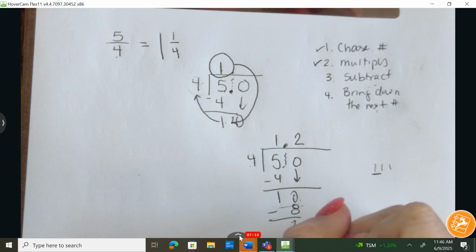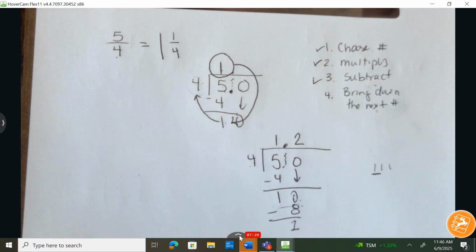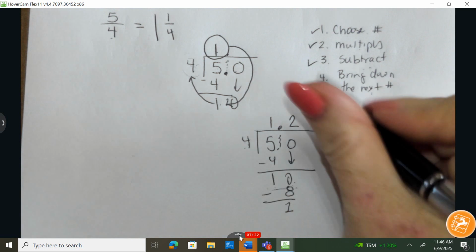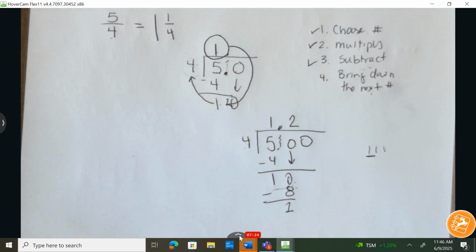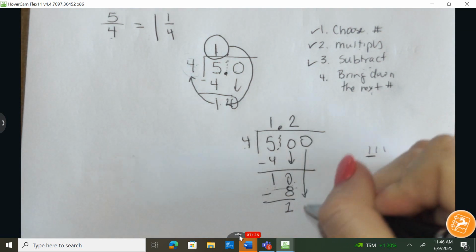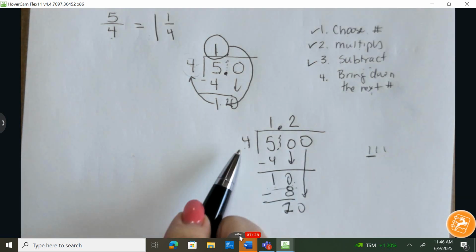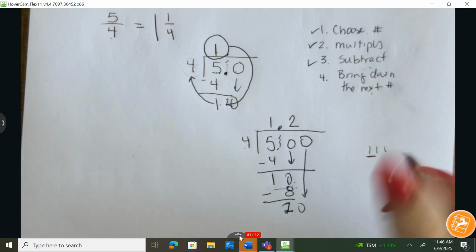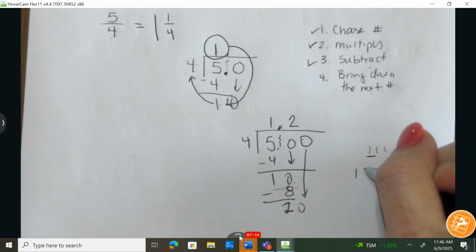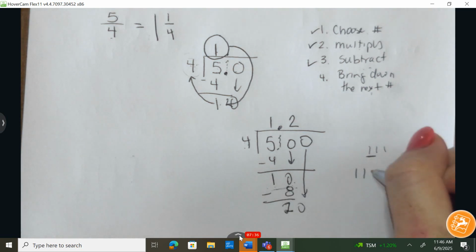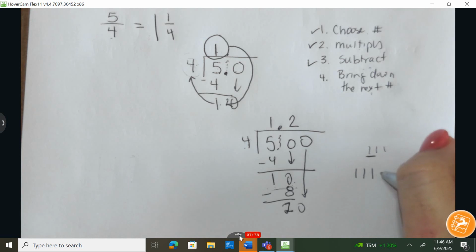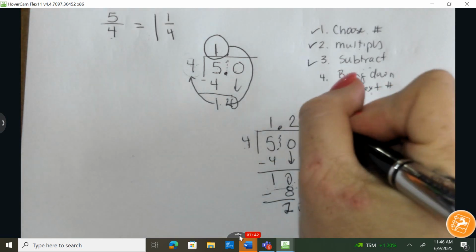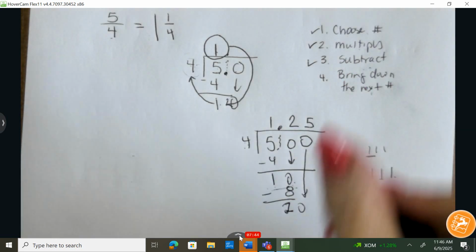Okay, I did that. And it says bring down the next number, but I'm like, there's no number. There's no extra. Okay, I take down a 0. And I bring down that 0. How many groups of 4 can fit into 20? 4, 8, 12, 16, 20. Oh, exactly 5. Exactly 5 groups fit in.